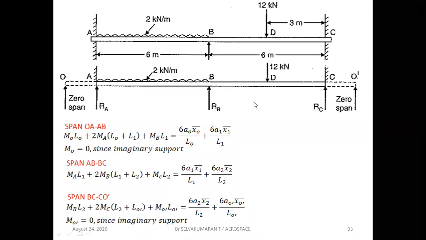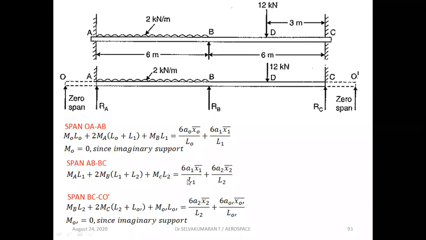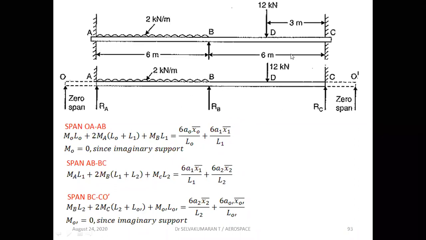Then AB-BC: MA L1 plus 2MB into (L1 plus L2) plus MC into L2 is equal to 6A1 X1 bar by L1 plus 6A2 X2 bar by L2. Where we have to calculate MA, MB, MC. Here there are no zero bending moments because we have fixed supports as well as an intermediate support.